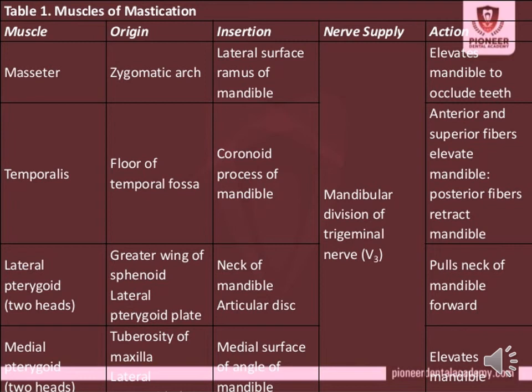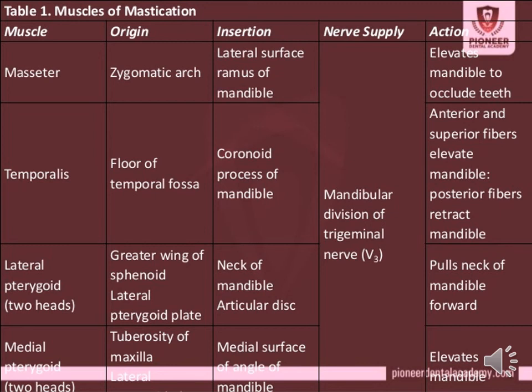This table shows the muscles of mastication. The first muscle is the masseter: its origin is the zygomatic arch, insertion the lateral surface of the ramus of the mandible, and its action is to elevate the mandible to occlude the teeth. Second, temporalis, from the floor of the temporal fossa, its insertion the coronoid process of the mandible. Its action: anterior and superior fibers elevate the mandible, posterior fibers retract the mandible. The lateral pterygoid has two heads, lateral sphenoid and lateral pterygoid plate, its insertion the neck of the mandible and articular disc, and its action pulls the neck of the mandible forward.